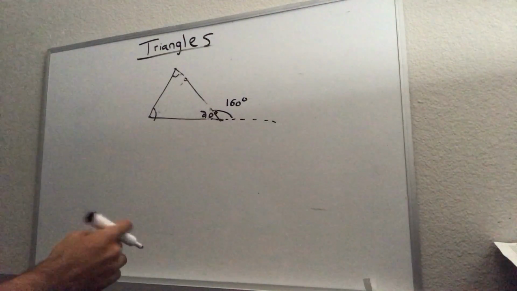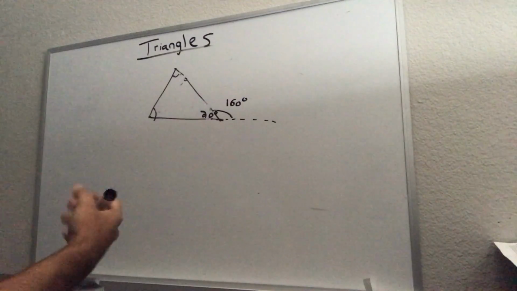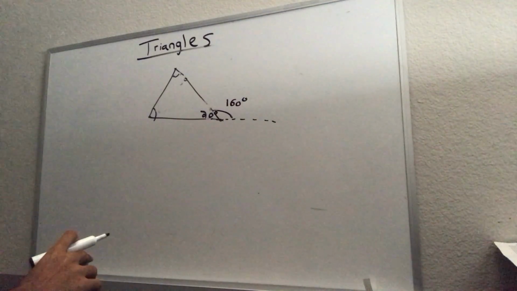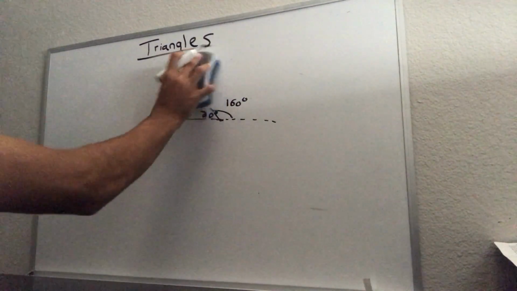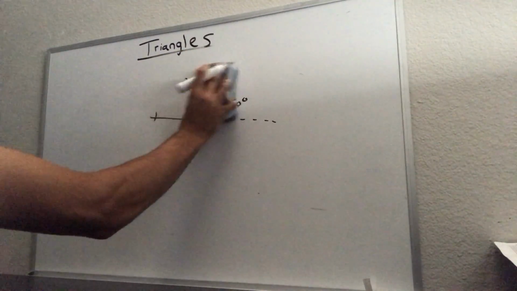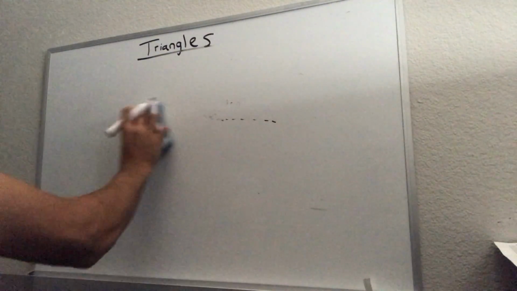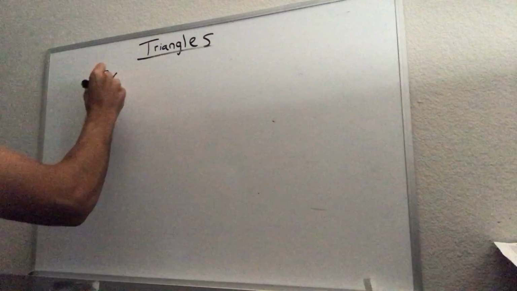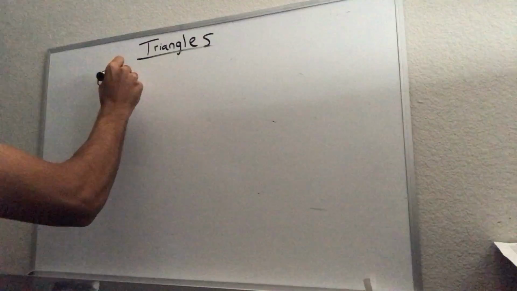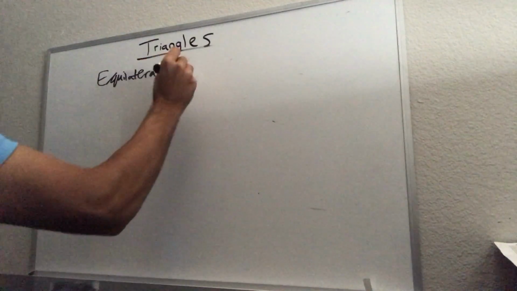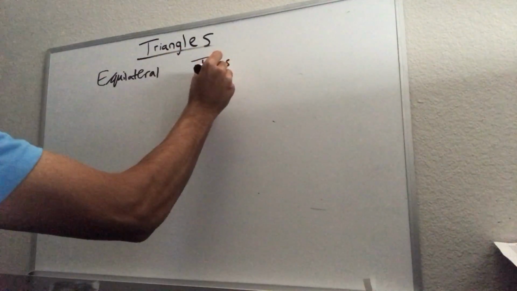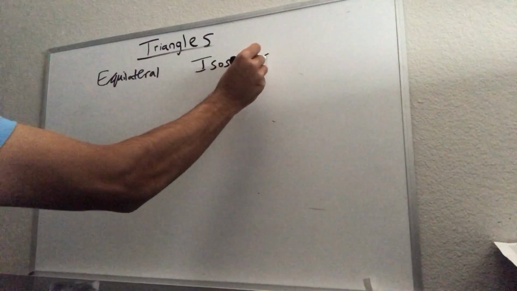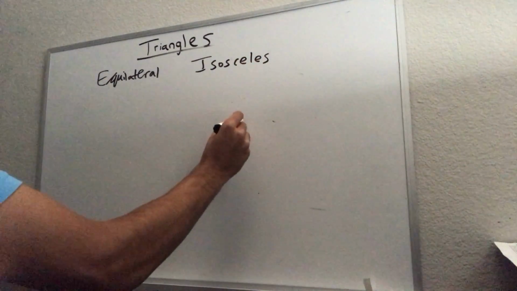Again, a triangle is a shape that has three angles and three sides, as we can see here. And now there are different types of triangles, right? So the three main types I'll be going over are equilateral, right? Equilateral. Then we have isosceles, and then we have scalene.